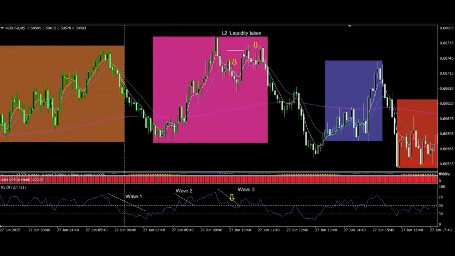You've heard me say several times that when I look for my level 2 entry, I like to see liquidity being taken before price moves away. And in this case, we have liquidity taken. Even though we've already hit our wave 3 on the RSI, price moves back above the 50 level one more time and then goes down. And that's what happens here with this liquidity grab, and then price moves to the downside.